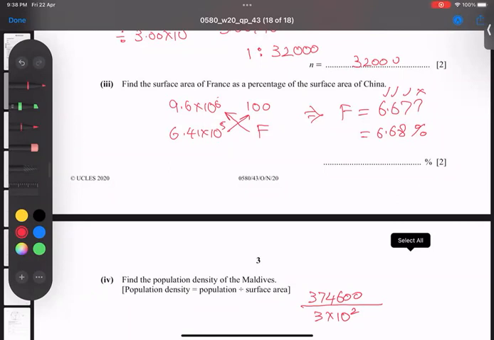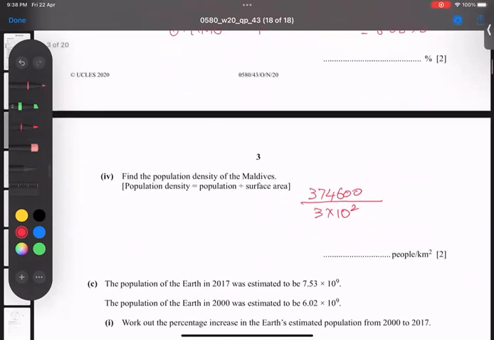So the answer I'm getting is 1248.67. But I need 3 SF. So if this digit is bigger than 4, yes, we add. When I add in this, it becomes 1250.